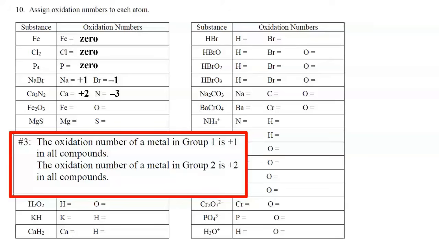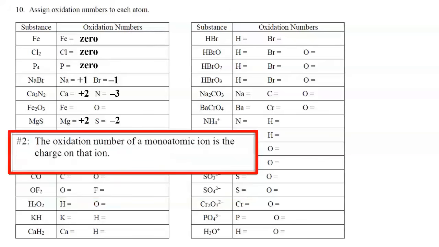Magnesium is also in group 2, so it should be +2. We have 1 sulfur, so sulfur would be -2. And again, that's the normal charge you would expect on the sulfide ion. Oxygen as an ion is normally -2. So the oxidation number of a monoatomic ion is the charge on that ion. Iron would be +3 in this example because we have 3 oxygens, so altogether that would be -6, and we have 2 irons, so each iron is worth +3.